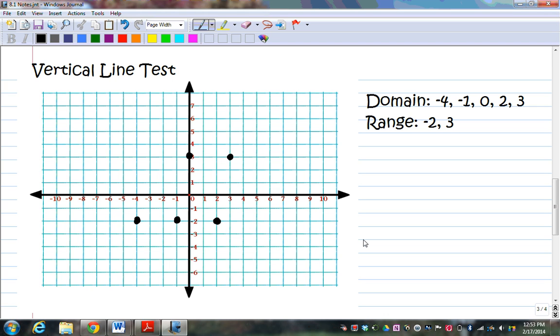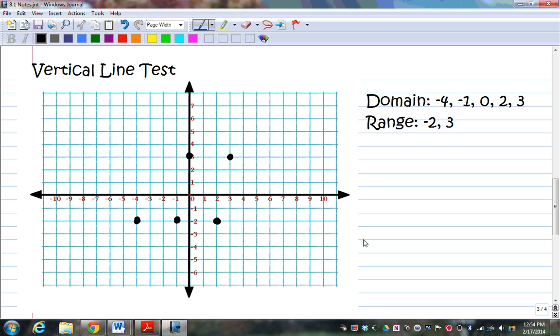All right, another way to do this is from a graph. Here I have a graph of points, and I have the domain and the range written down. Again, it's just your x and y values. Notice that for the range, I wrote -2 and 3. I didn't have to write it multiple times because those are the only two y values that are here. So what you could do is a vertical line test.